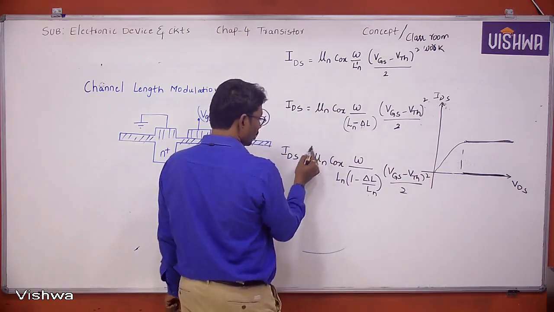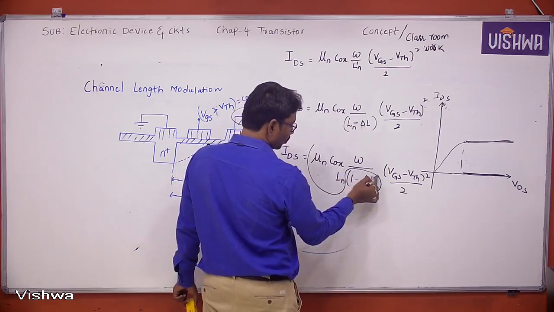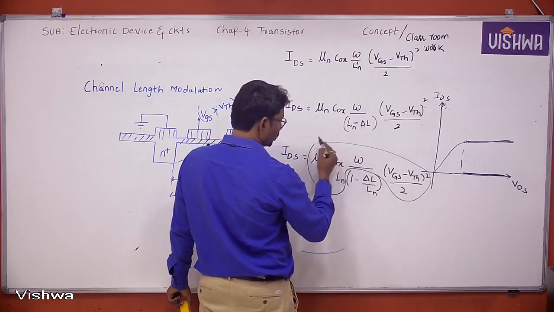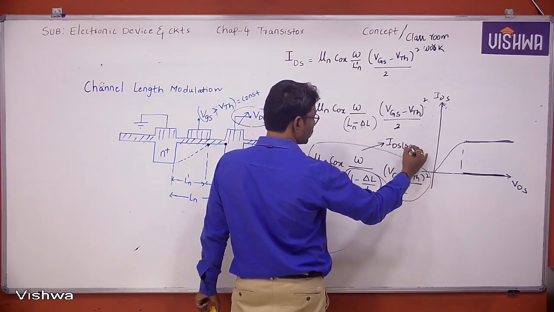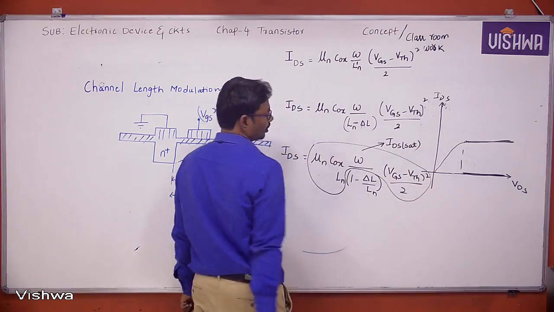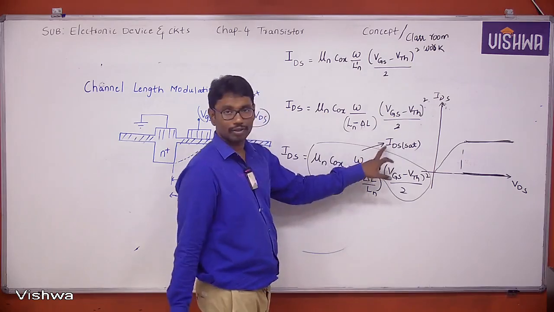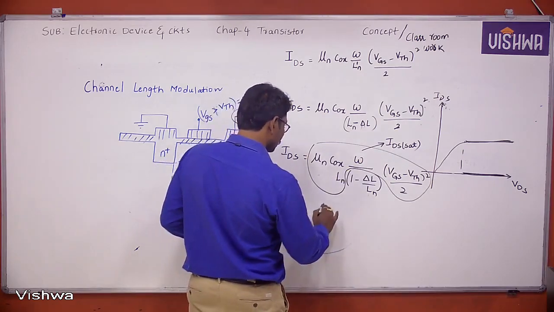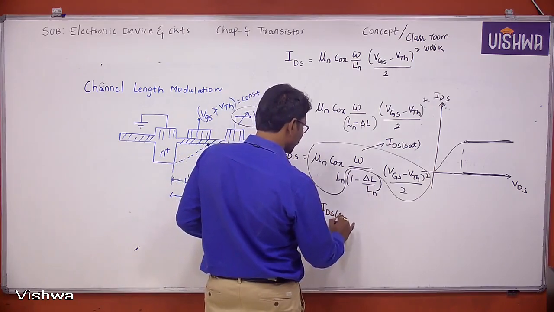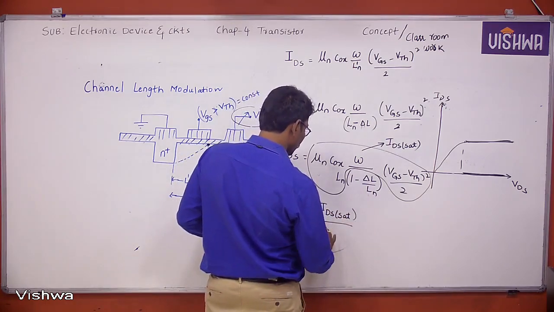Okay. Now tell me, what is this equation here? I think this is the equation IDS in which region? Saturation. That is IDS of sat. That means simply we can say without channel length modulation, right? Now what is IDS here? IDS is equal to IDS of sat by 1 minus delta L by Ln.